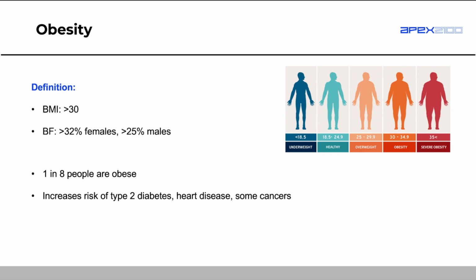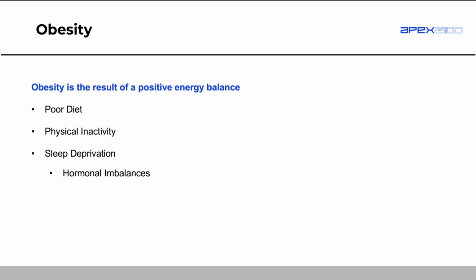But if we do have access to a DEXA scan, a body fat of over 32% for females and over 25% for males is considered obese. And 1 in 8 people globally are obese. Of course, obesity is like the number one risk factor for all of these chronic conditions and hypokinetic conditions like type 2 diabetes, heart disease, and also some cancers as well.